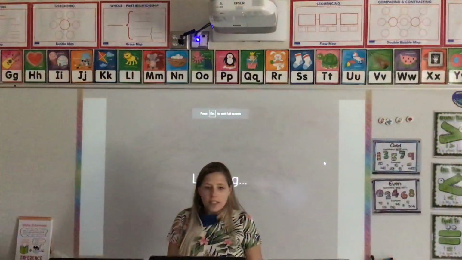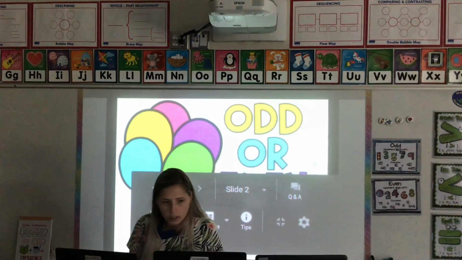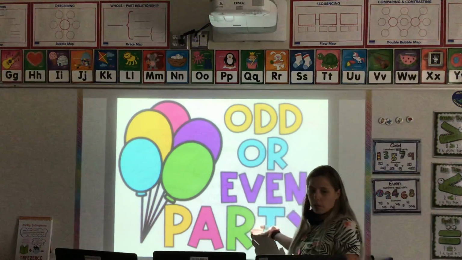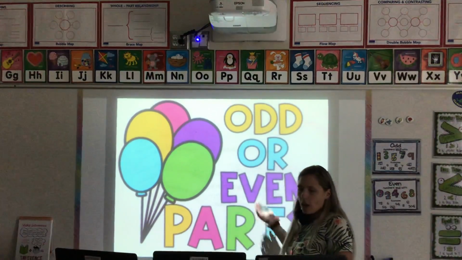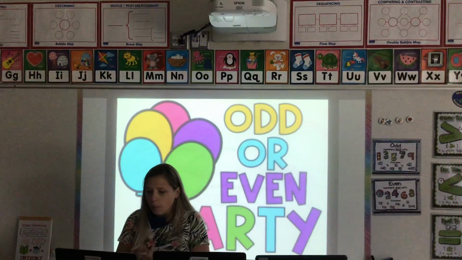Ones, threes, fives, sevens, and nines. All right, we're talking about odd and even numbers today. Odd and even. Today we're going to a party, the odd and even party. What? All right, so what you need for math today is your whiteboard. So get your whiteboards ready.